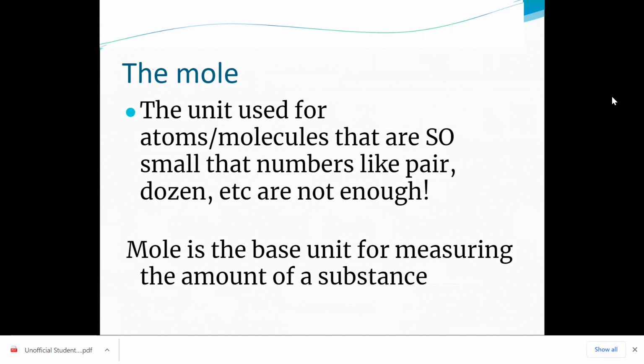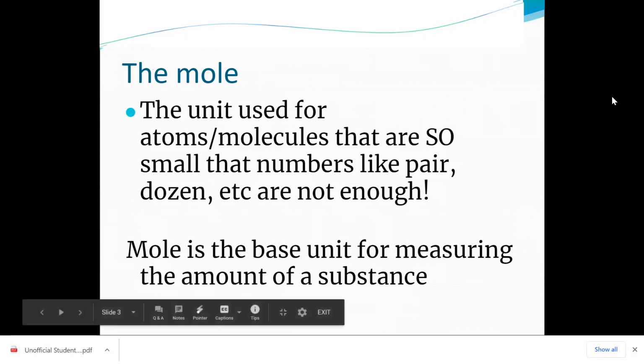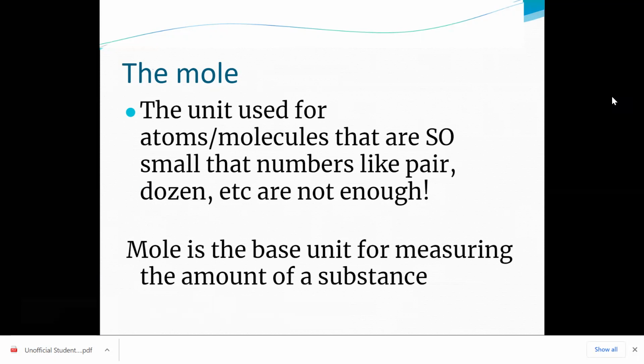So a mole is going to be our base unit for measuring the amount of a substance that's there. And that doesn't necessarily mean the amount of atoms that are there. It could be the amount of molecules that are there, the amount of particles that happen to be there. So you can use a mole to say, hey, there's a mole of something here.